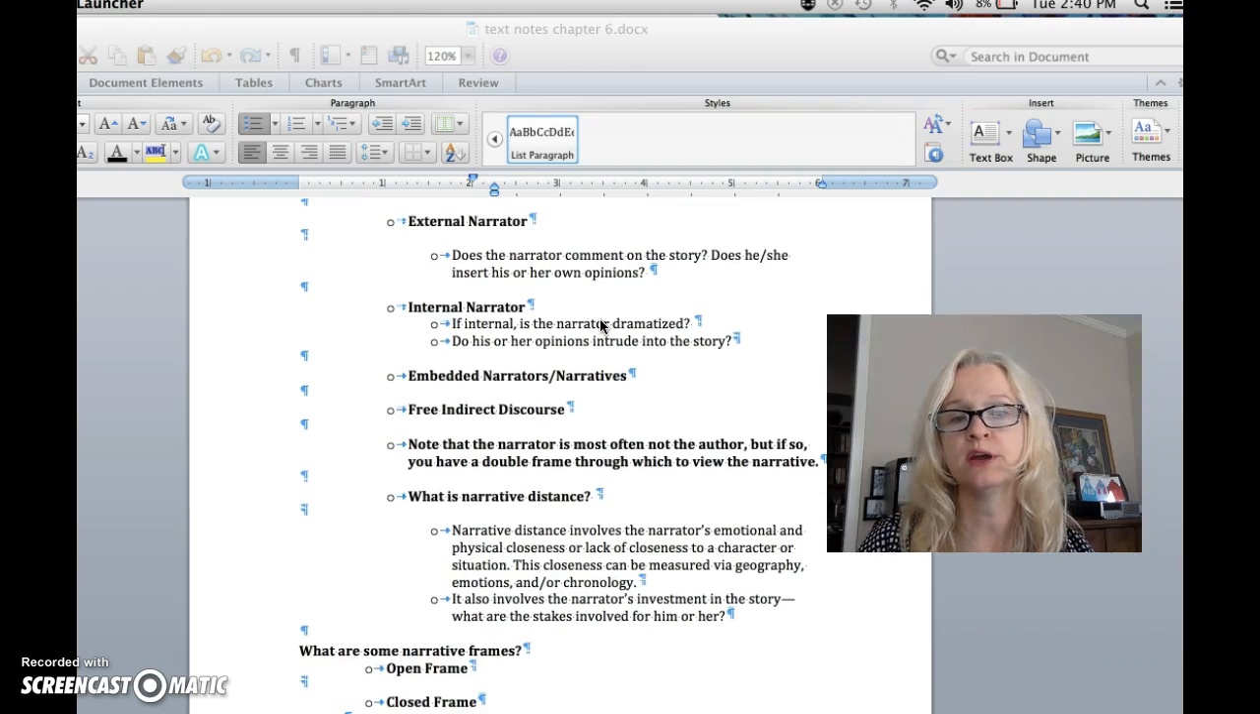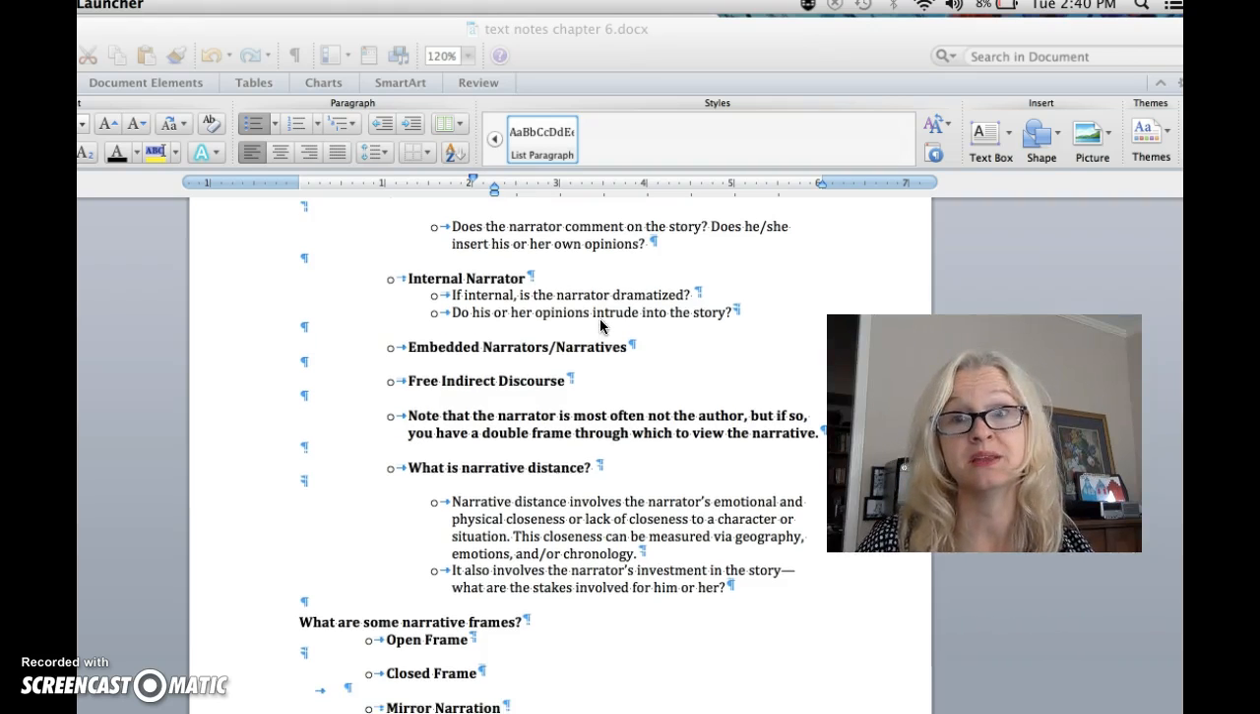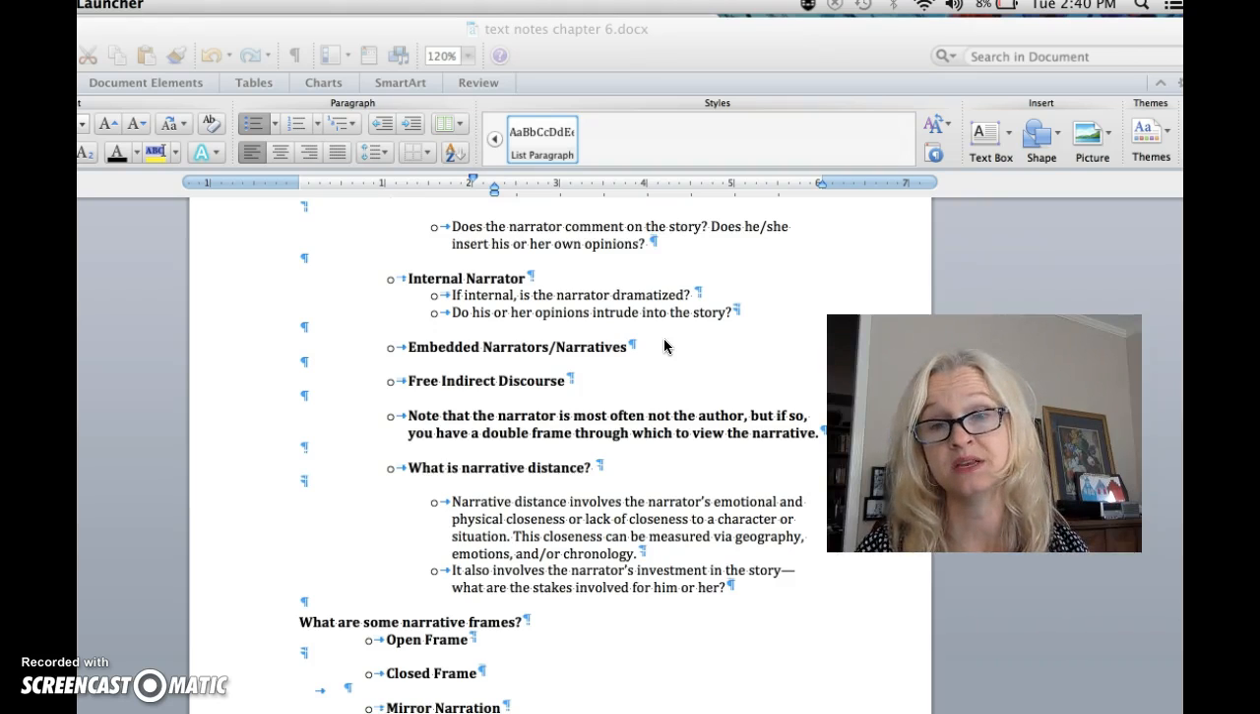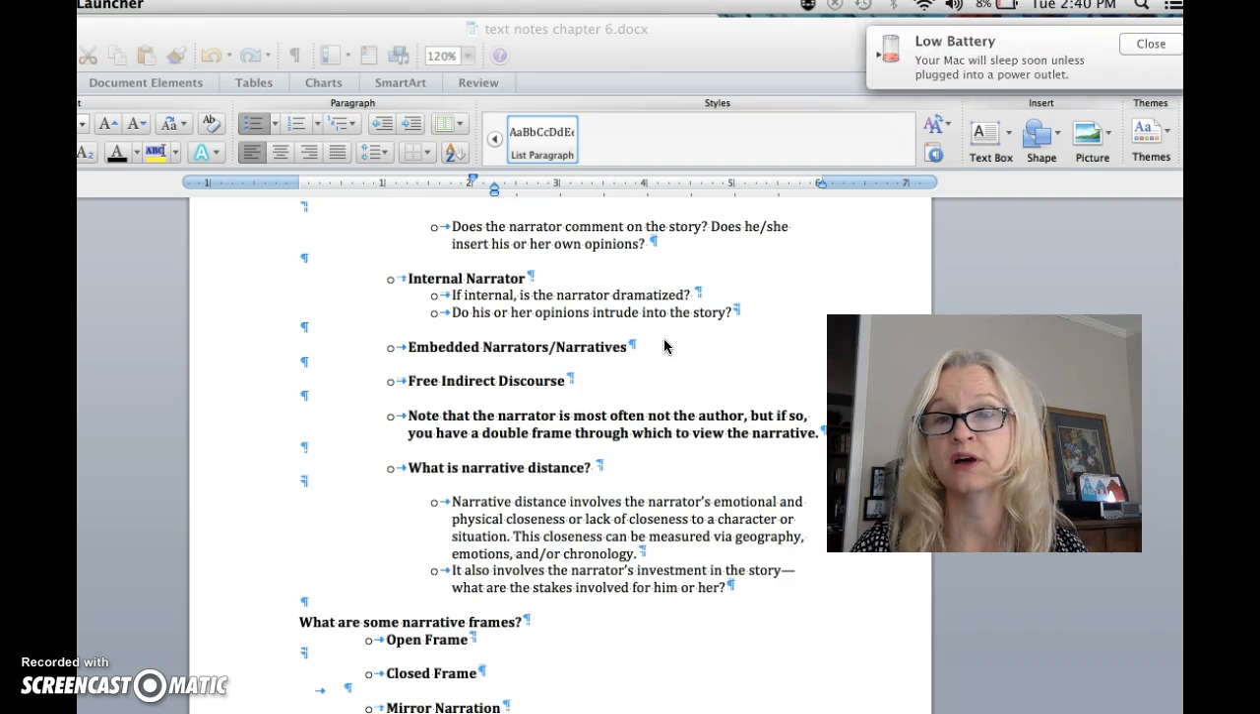An internal narrator, are they dramatized? Again, like Nick Carraway in The Great Gatsby, he is a dramatized narrator. He actually speaks and partakes in the story. So he is both the storyteller and a part of the story's drama. And his opinions definitely intrude in the story. And a careful reader will realize that from the first page, he's laying down his opinions and shaping the way that we're reading the text. And you really have to go back and read the story and go, wait a minute, I was thinking that because Nick said that. And it's a challenge to view the story on its own.